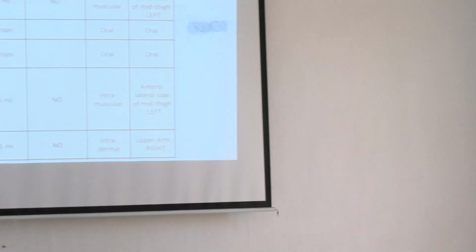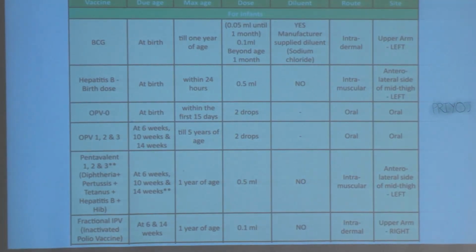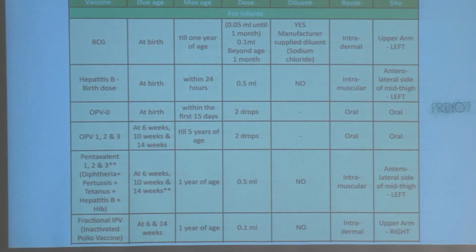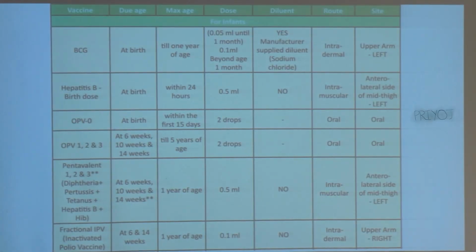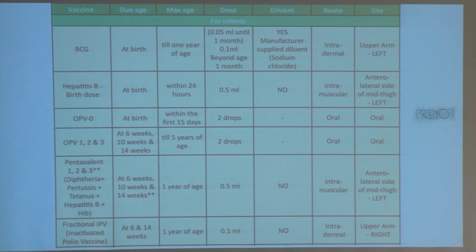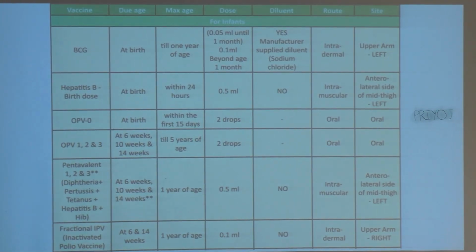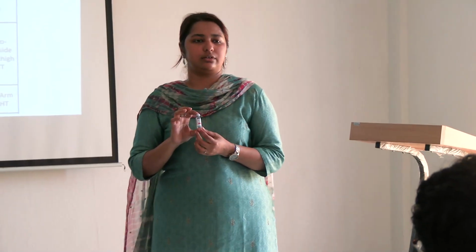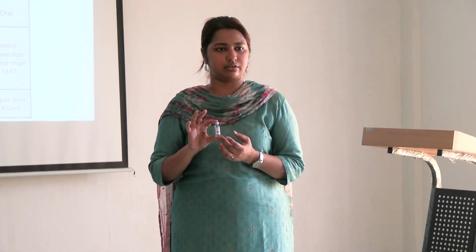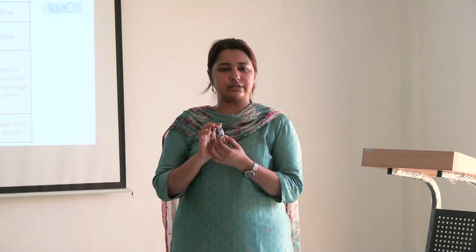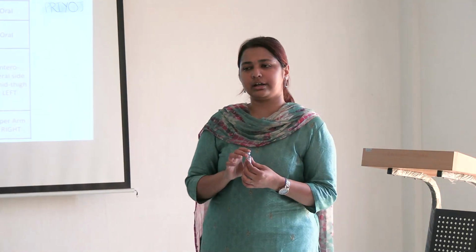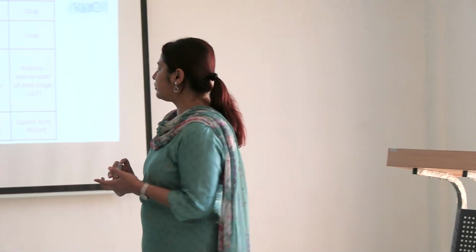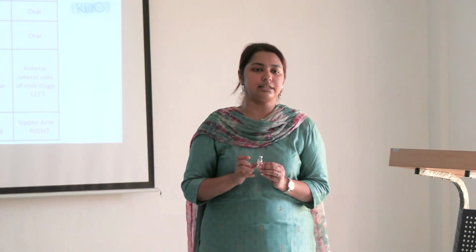So now comes the pentavalent vaccine, or the T series vaccine, which is very freeze sensitive. It is a very freeze sensitive vaccine, and there is a chance it can be easily damaged. What is in the pentavalent vaccine?